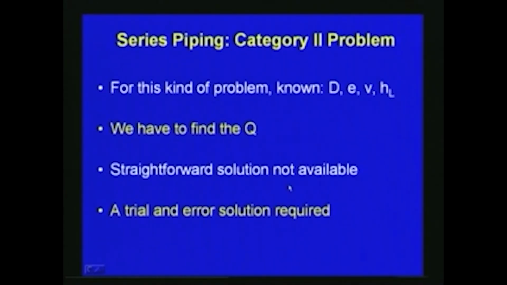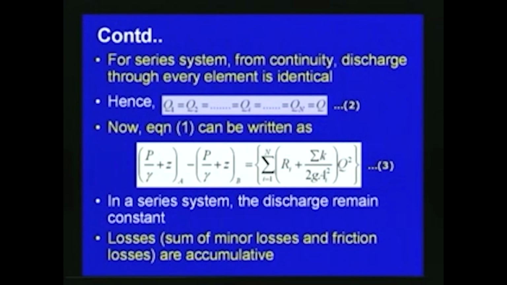Like this category 2 problem, other kinds of problems can also be attempted with respect to the pipes in series problem which we discussed. Since the discharge is the same, Q1 is equal to Q2 is equal to Q3, depending upon the number of pipes, and then we have to use the energy equation which we have seen here.